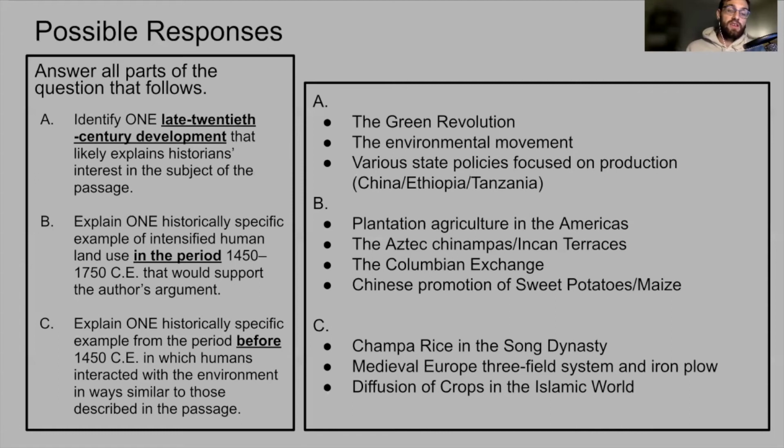In terms of a historic example from before the time period, there's a couple. We can't go too far back, but we can pick on a few things. So, for example, champa rice or fast ripening rice in the Song Dynasty would be an example of the spread of a single crop. We've got medieval Europe's 3-field system and an iron plow using technology to intensify production, as well as the diffusion of crops across the Islamic world. This would also be an example of single selected crops being spread and widely cultivated.